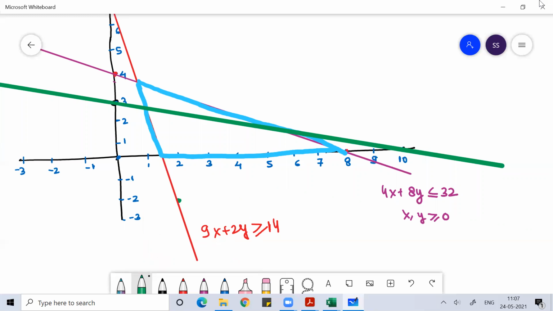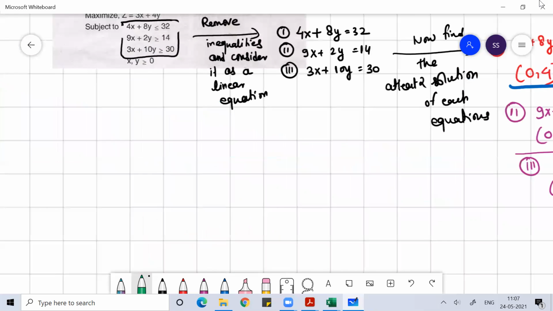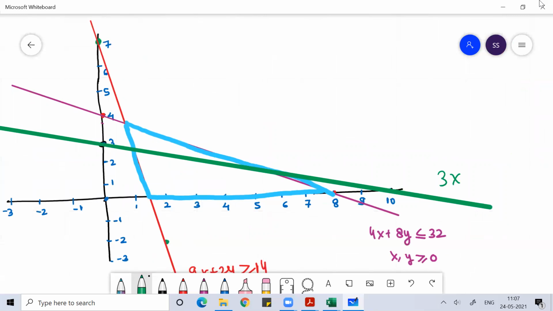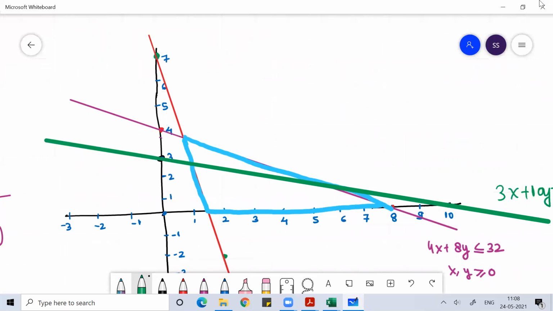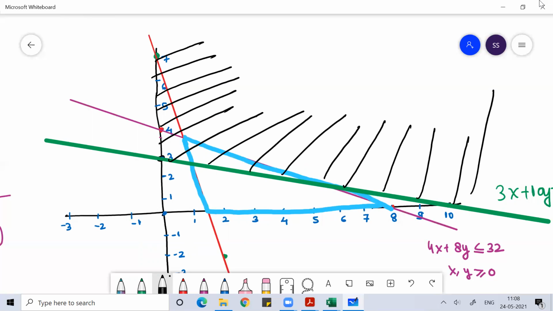When we talked about this line, what is the area of this? This is 3x plus 10y greater than or equal to 30. So greater than or equal to 30 means what region it is considering? It will consider all the region which is above this line.